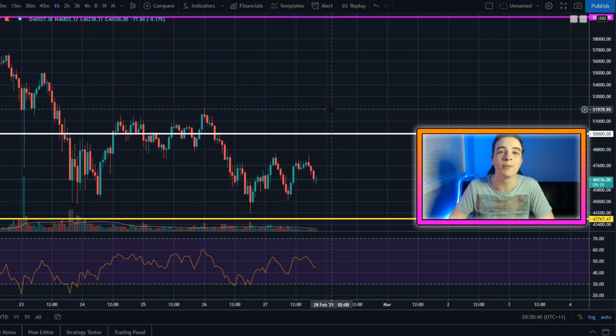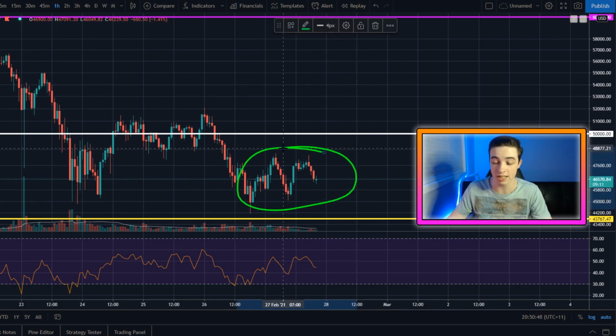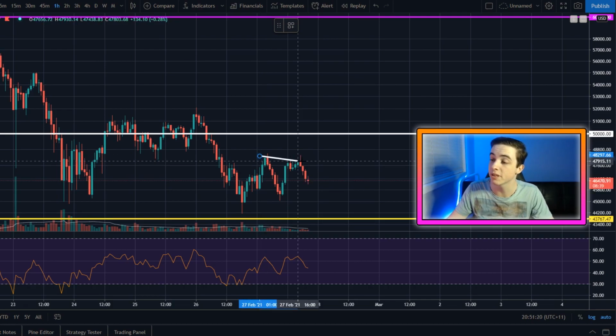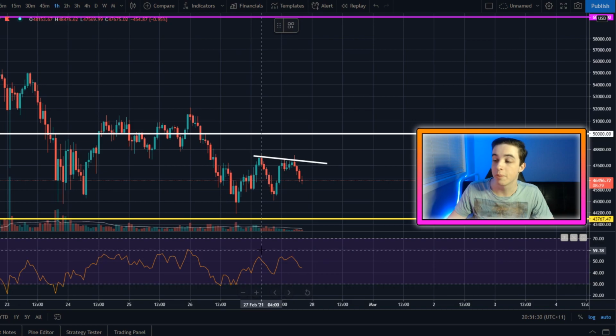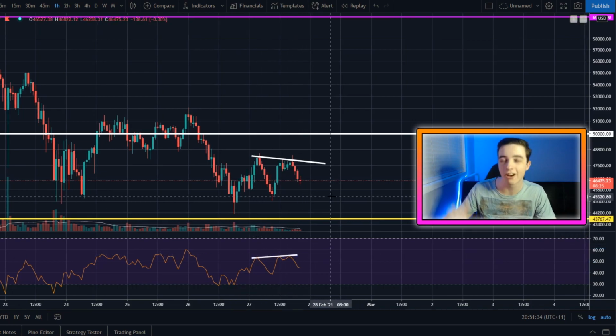So right here, we're on the Bitcoin US dollar chart. We're on the 1 hour chart. And as I just mentioned, Bitcoin is currently forming this new price pattern right here. As you can see on the 1 hour chart, we have been forming some lower highs on the chart. But in the RSI, we have been forming higher highs, only slightly higher highs, but it's still higher highs nonetheless. So first of all, that's obviously a bearish divergence.